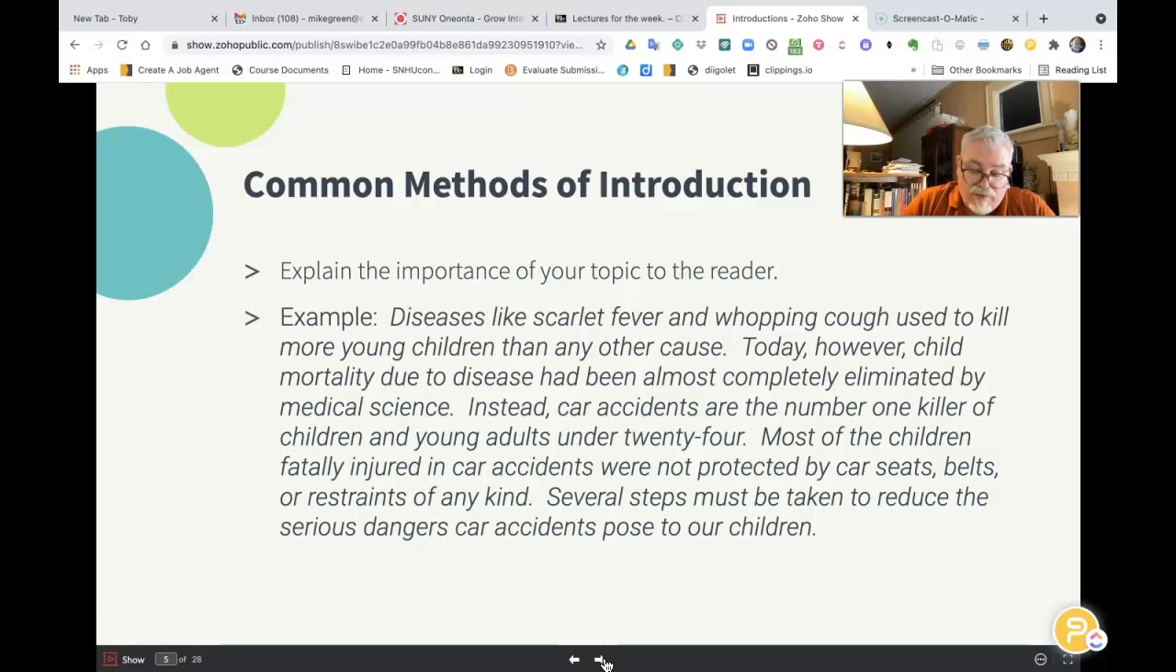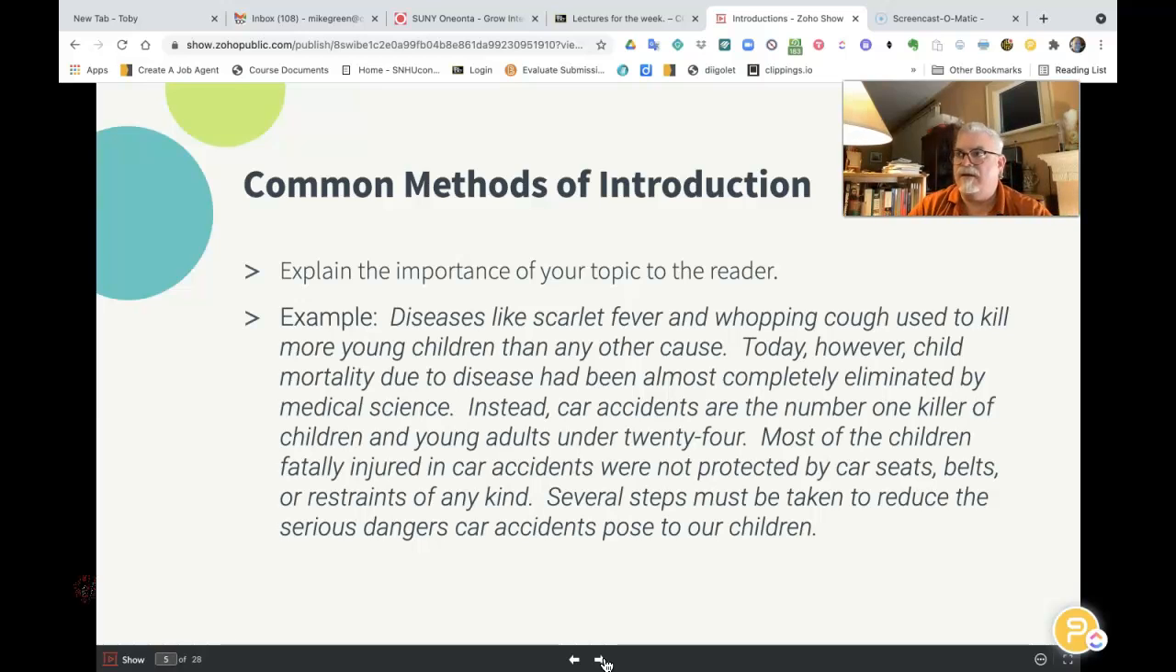Another thing, too, is to explain the importance of the topic to your reader. Now, this sometimes is a lot easier said than done. Again, with an introduction, it's really important because you want to introduce those points that you're going to talk about, but again, this isn't the main paper, so you don't want to have it too long, okay? So here's a good example here.